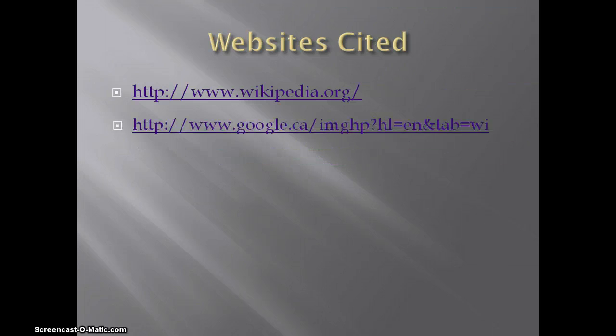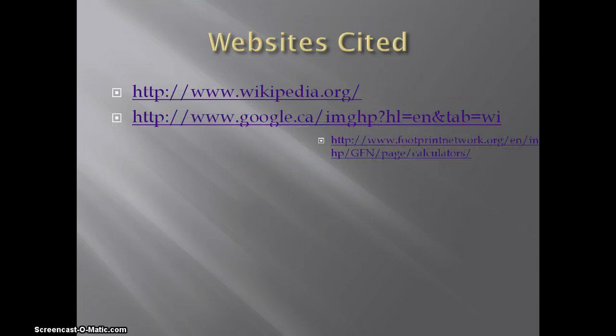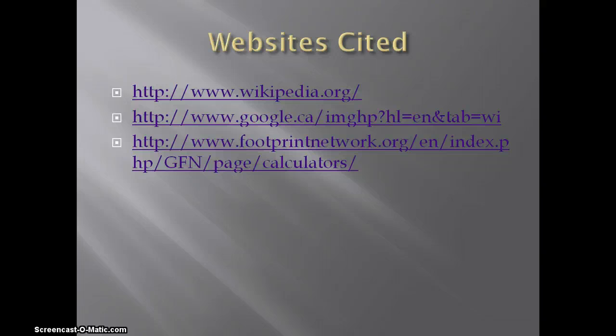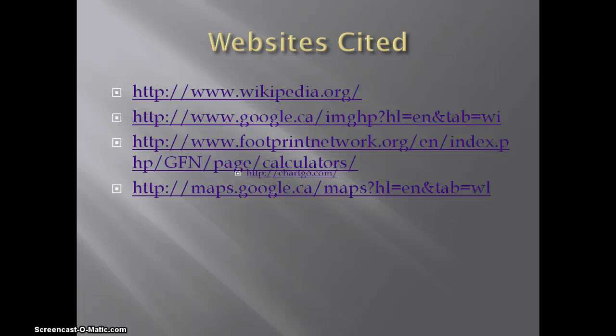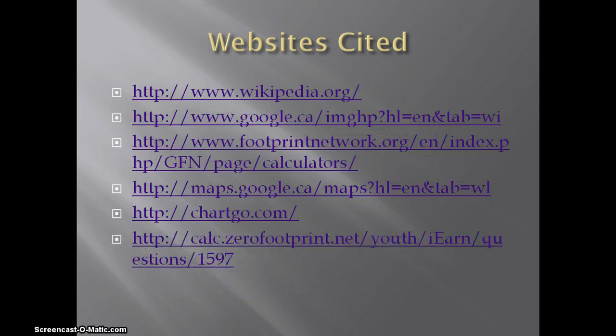So the websites I used and have cited are wikipedia.org, Google Images for the pictures, Wikipedia for information, of course, footprintnetwork.org for the calculator, Google Maps for the travel distance and time, charcoal.com for the graphs, and zerofootprint.net for the paper.